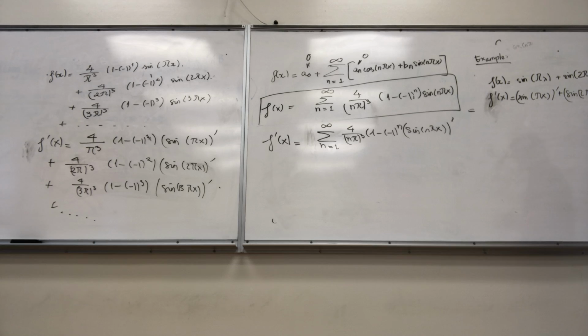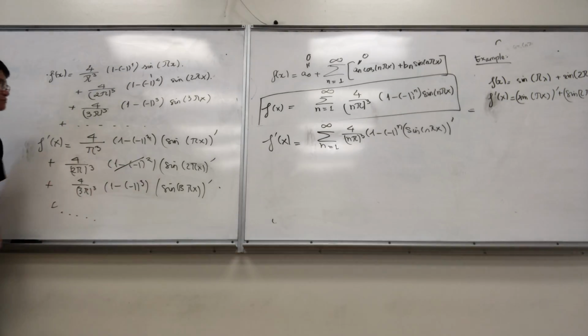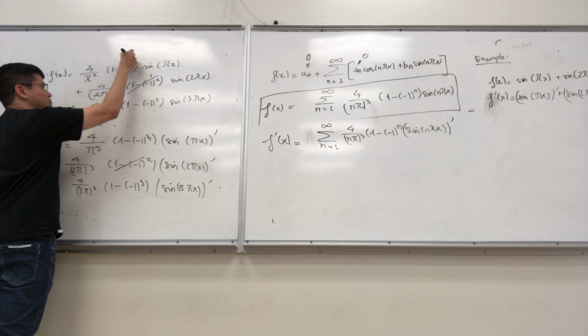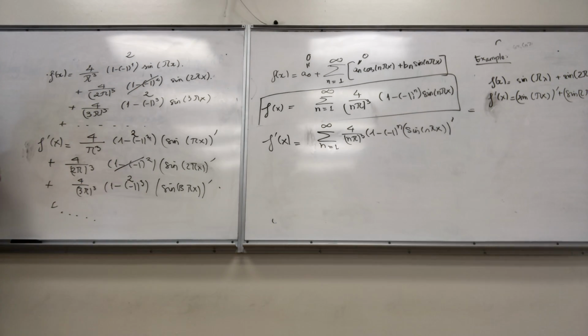Wouldn't every even numbered one equal 0 in this case? Yes. So all of the even terms will be 0. So this guy is 0, this guy is 0, and the odd ones will become 2. Right, so this is 2, this is 2. All right?